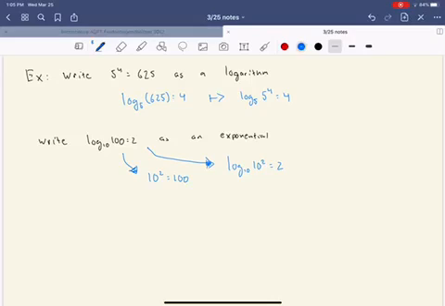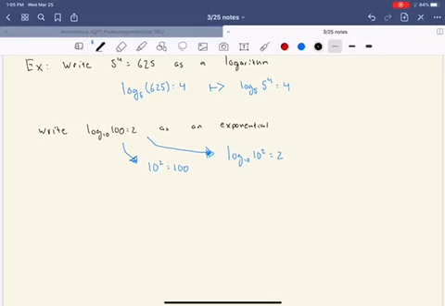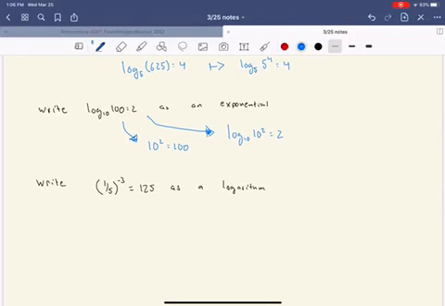All right, next problem. Let's write 1/5 to the negative 3 equals 125 as a logarithm. Okay, it's easy to get a little confused here. Log base 1/5, and what comes into the logarithm is 125, and what comes out is negative 3.